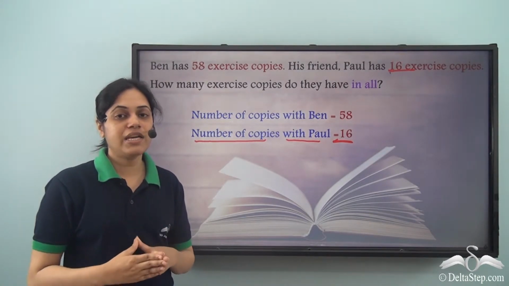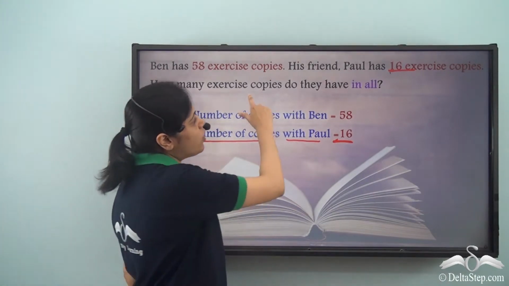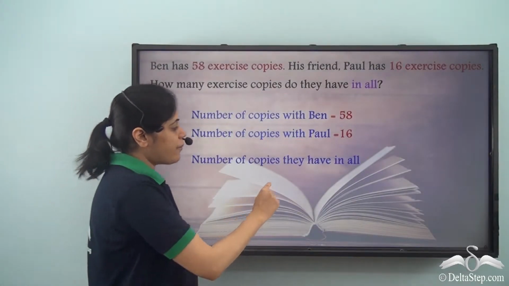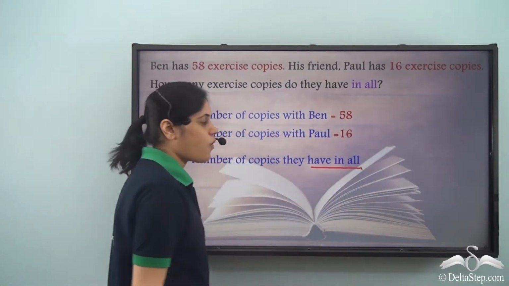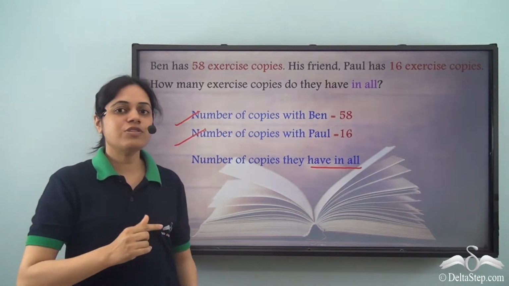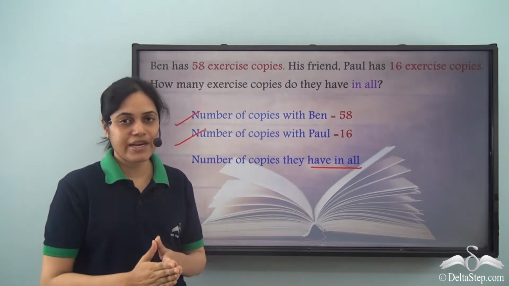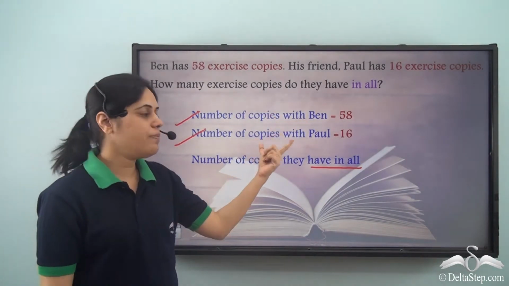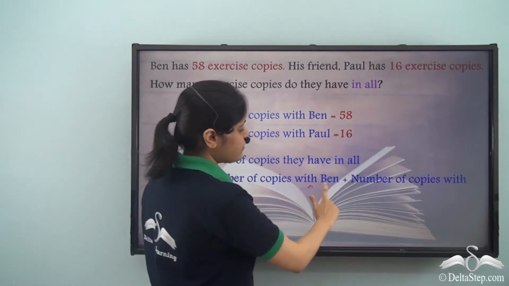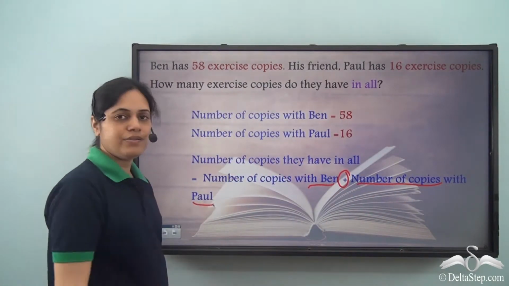Now we need to write, what do we need to find here? We need to find how many copies they have in all. So we write number of copies they have in all is this plus this, because we need to put together the number of copies they have, that is we need to add them. So this number plus this number, that is number of copies with Ben plus number of copies with Paul.